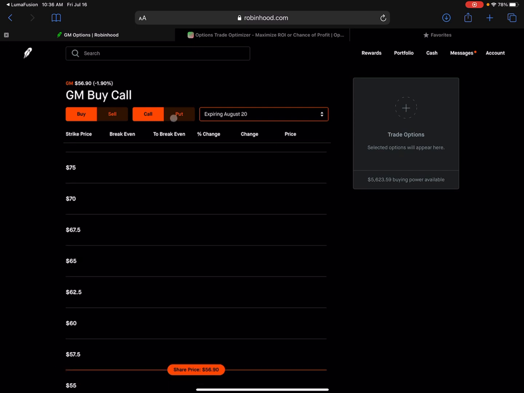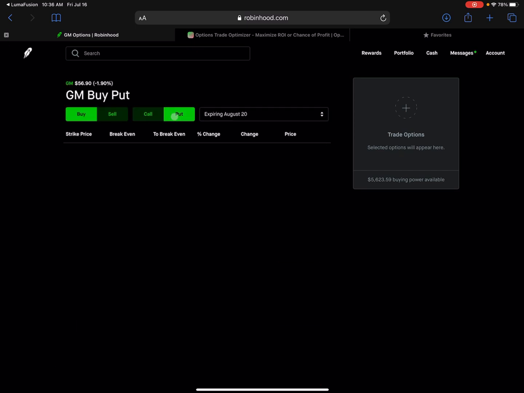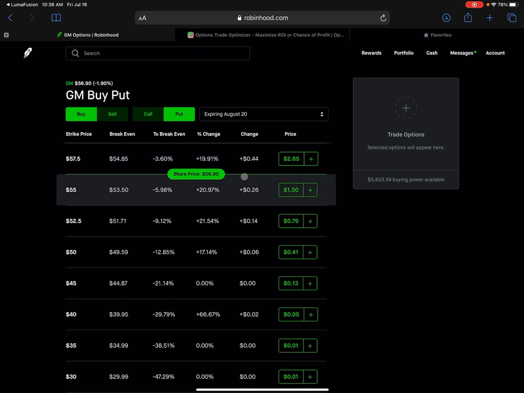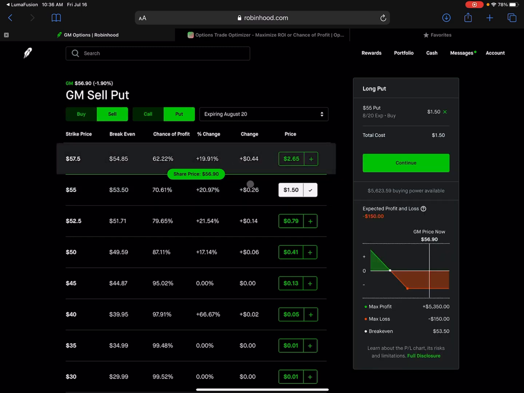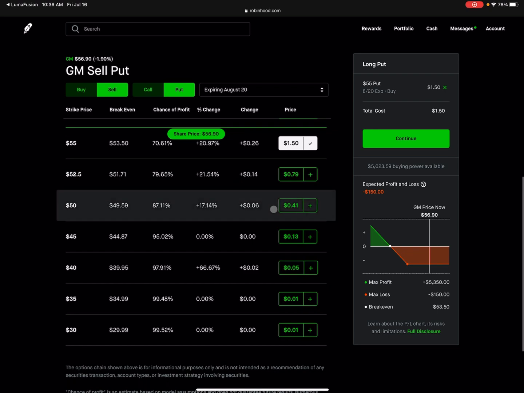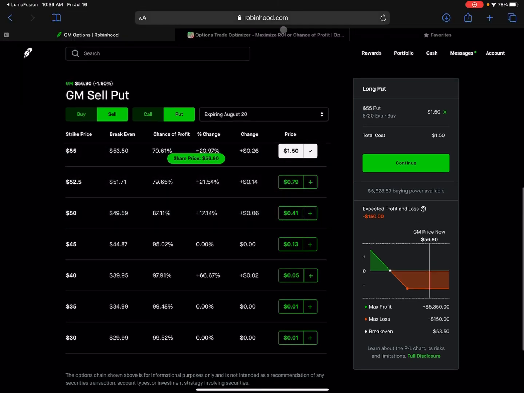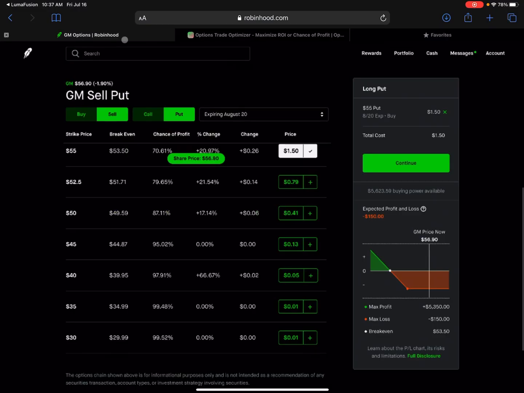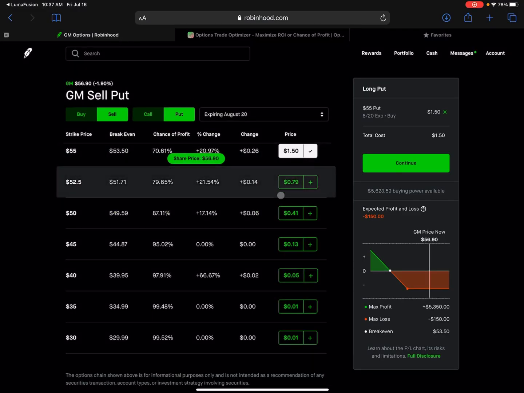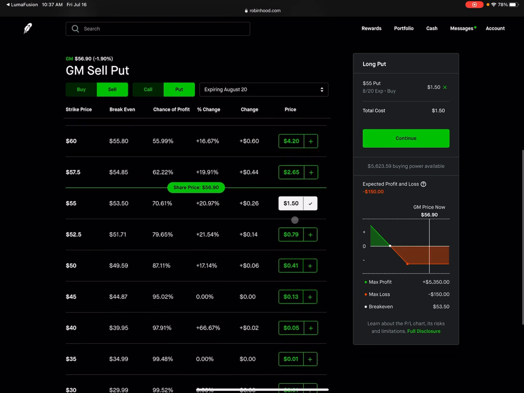We're going to buy a put at 55, and then sell a put at 57.5. Wait, let me check. It doesn't have 57.5, but that's okay. Oh, here it is.